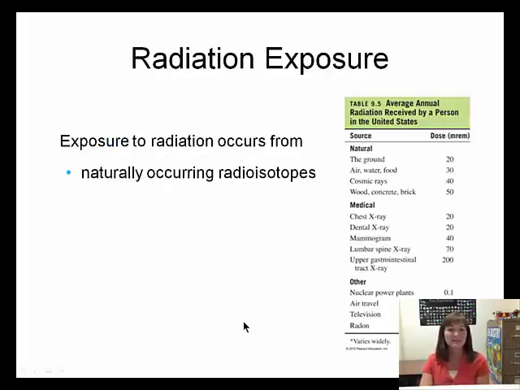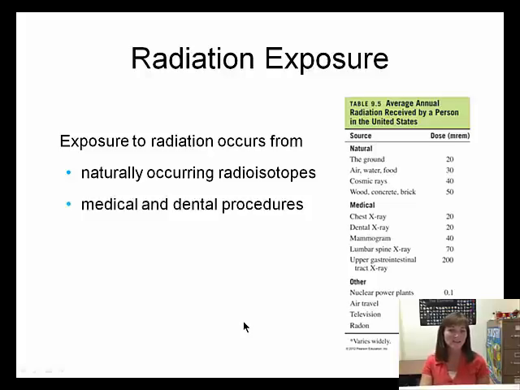Exposure to radiation occurs from naturally occurring radioisotopes. Back in the lab stock room, we have some pottery that is covered with orange paint. That was back before they realized how many radioactive isotopes were in some of the paints they were using. So we actually can take the Geiger counter over some of this pottery and see how much radioactivity is being given off. There's also a lot of natural rocks and ore that is just naturally decaying and giving off radiation.